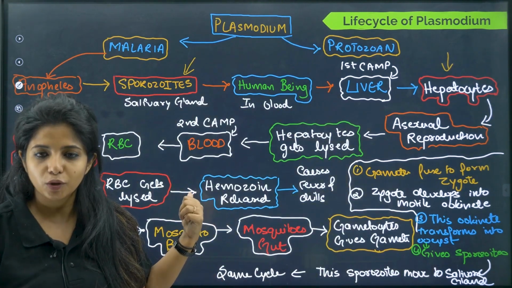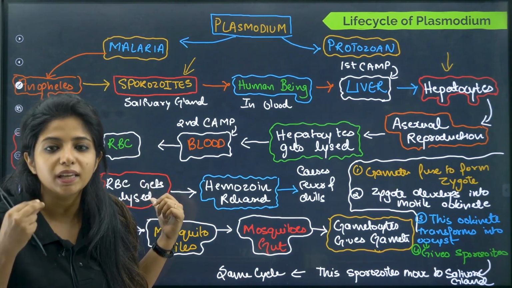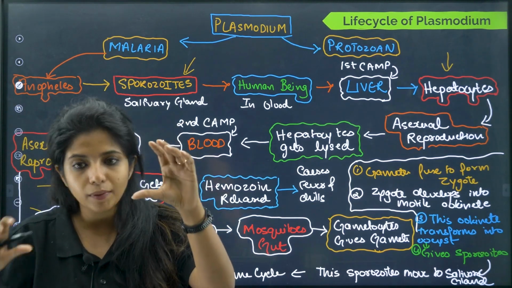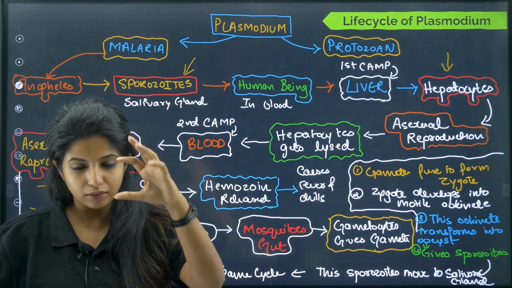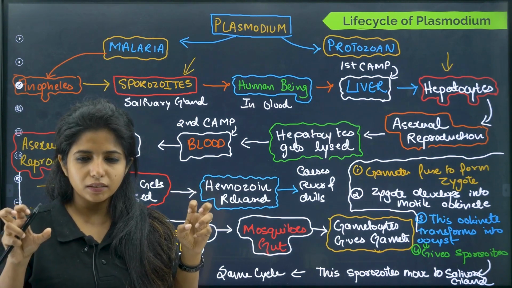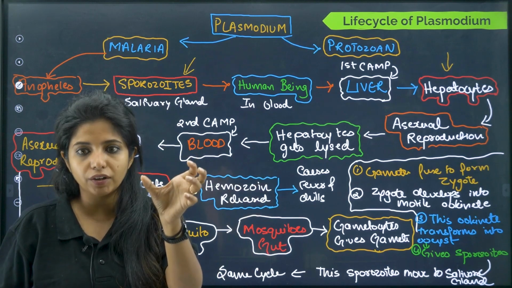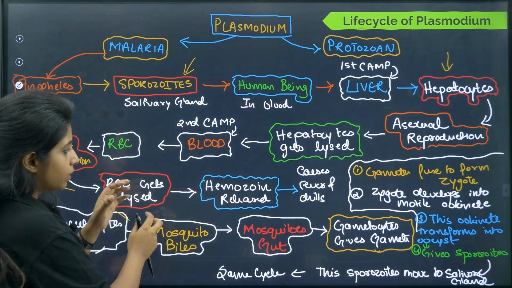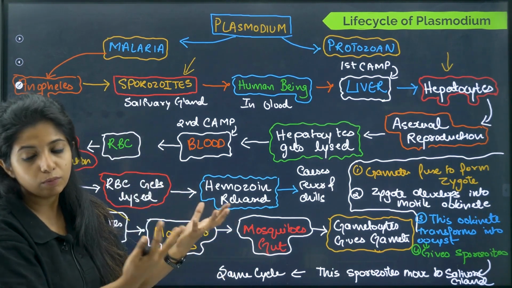Hemozoin is being released. Actually, I'll tell you what happens. This particular Plasmodium is basically feeding on the hemoglobin in the RBC, and when they break hemoglobin, they get heme and globin. But this heme, if it stays like that, it will be very toxic. So they convert it into something known as hemozoin, which is less toxic. But then when it was doing all this drama, at this point of time, it got lysed, and hemozoin is also now released. Hemozoin is very toxic to us.